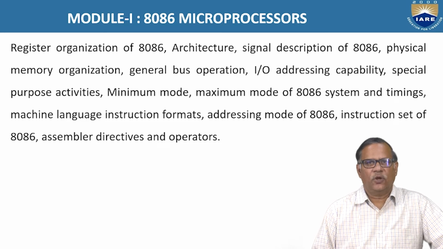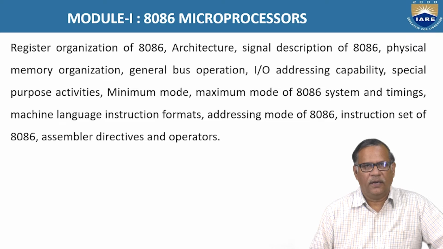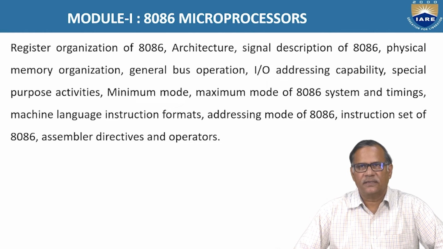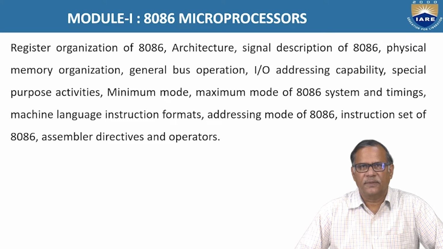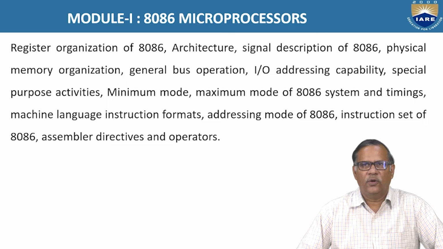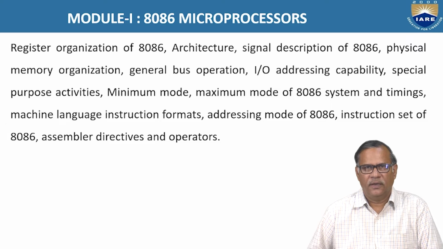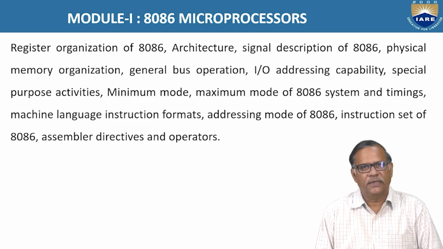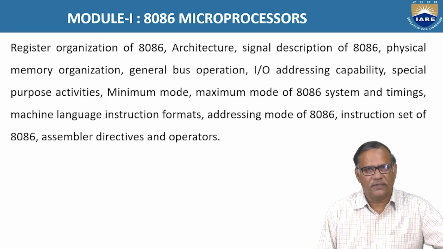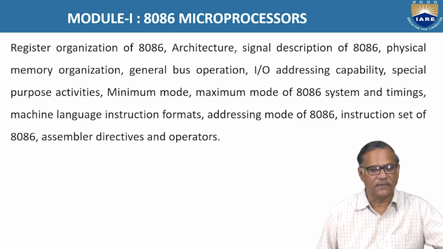This topic is part of module 1, and in module 1 we are going to cover the topics: register organization of 8086, architecture and signal descriptions, memory organizations, general bus operations, minimum mode, maximum mode, and machine language instruction formats and addressing modes, and assembly directives and operators. These are all the topics which will be covered in module 1. And today I am going to discuss the register organization of 8086.